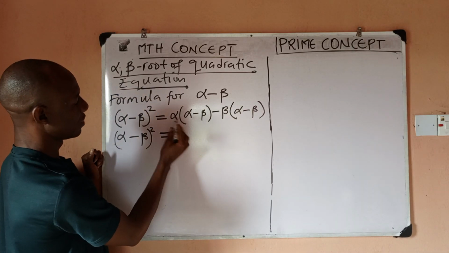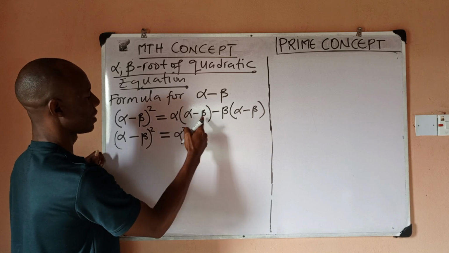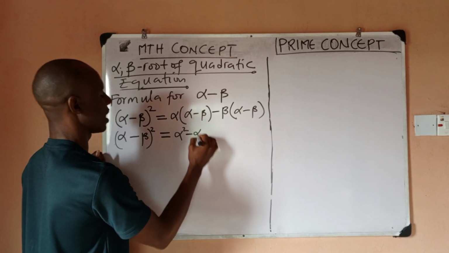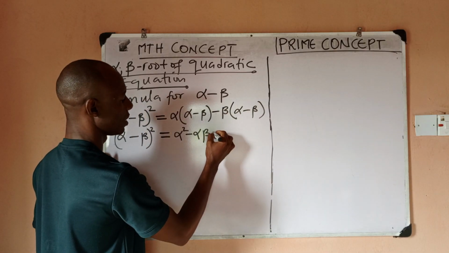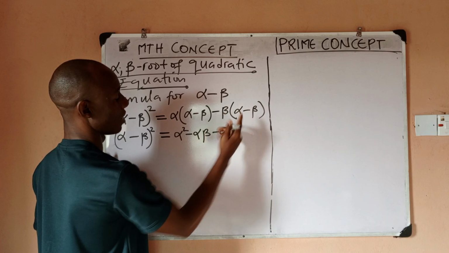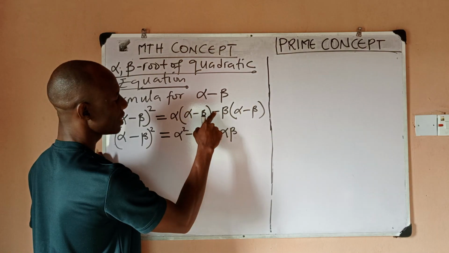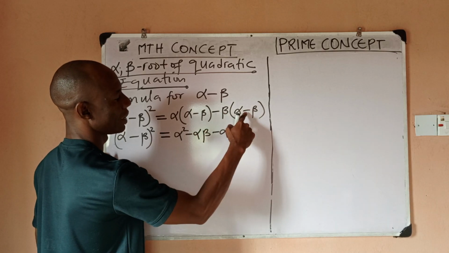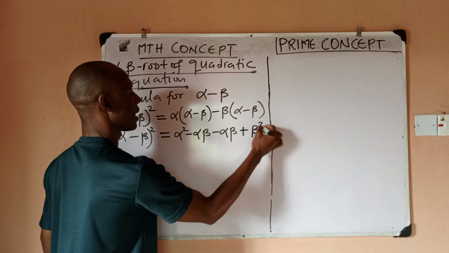Now, what would this give me? This times this would give me alpha squared. This times this would give me minus alpha beta. This times this would give me minus alpha beta. Even if you say minus beta alpha, it's still the same thing. So let's retain the pattern. Then minus beta times minus beta will give me plus beta squared.